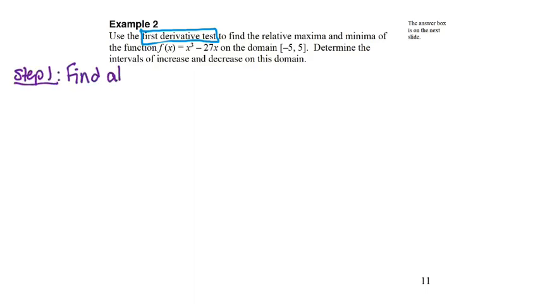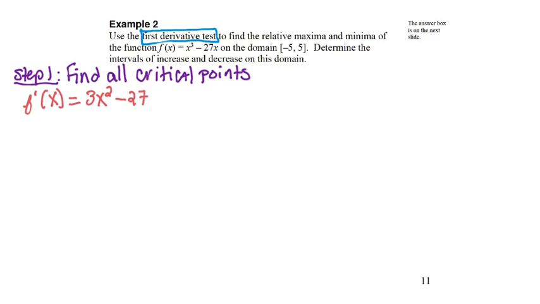Step 1, we need to find all critical points. We have found that if we know what's happening to the left and the right of a critical point, we know if it's a relative max or a minimum. So I start by taking the given function, x cubed minus 27x, and I take the derivative to get 3x squared minus 27. Now I'm ready to find my stationary points.